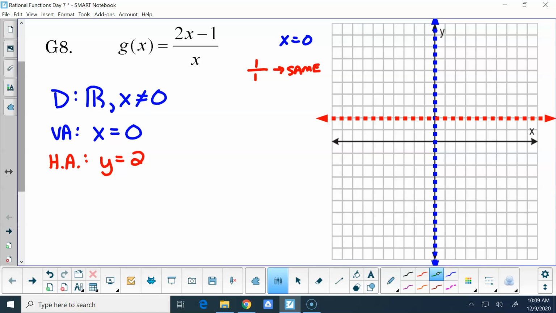Next up is my y-intercept. I know that I can't have a y-intercept without even calculating it, okay? Because I got a vertical asymptote as the y-axis, so we're not going to have one. But if I didn't see that, I would find g of 0 here. So that would be 2 times 0 minus 1 all over 0, which is negative 1 divided by 0, which can't happen. So my y-intercept, there is none.